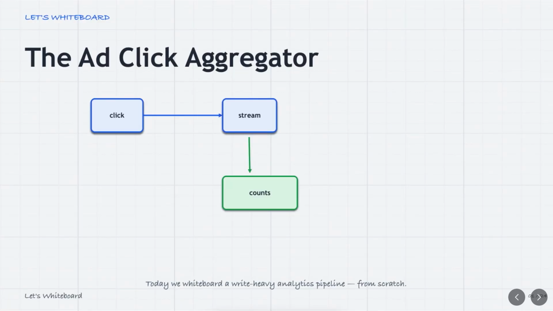Today let's whiteboard the Ad Click Aggregator. So Ad Click Aggregator is a system to count, or basically track, all the clicks that any user would make on a website when they click on an ad.